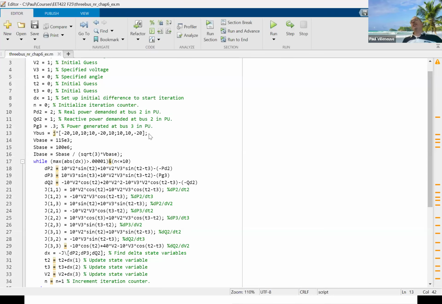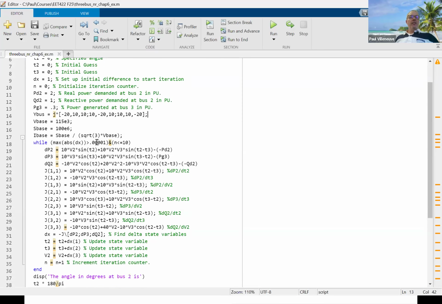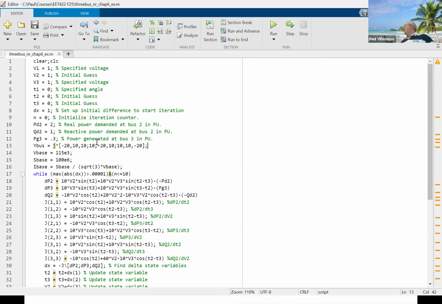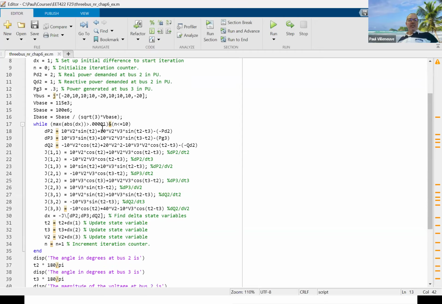Line 14 is the first thing that we did in the handout. We figured out what our Y bus is. Then I actually wanted to do some conversions. I don't know why so I kept it up in voltages, but you don't really need to do it. You can do it all in per unit. And then I even calculated some I base stuff, but again, you don't need to super duper worry about that. But here are our power balance equations. And I actually wrote them out very explicitly without making any substitution. So you can see it's minus PD2, minus PG3, and on and on and on.